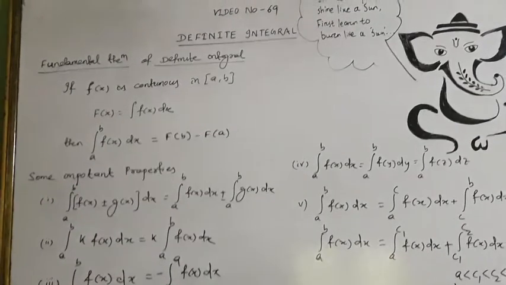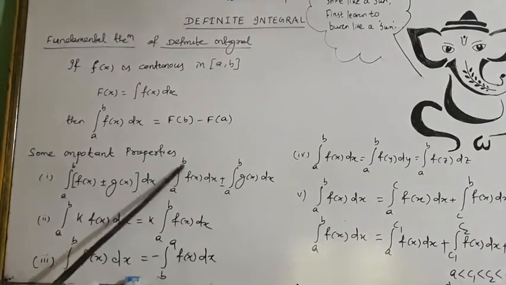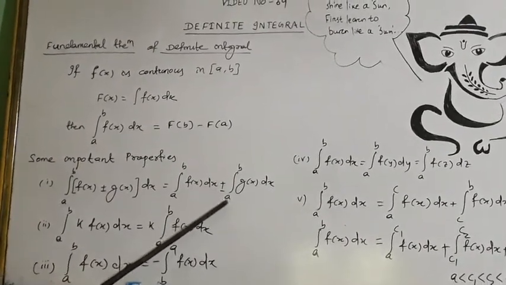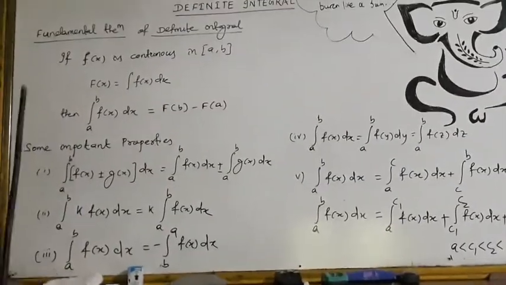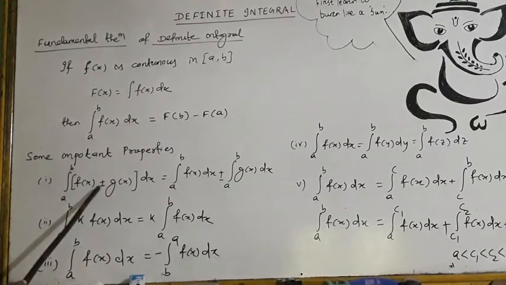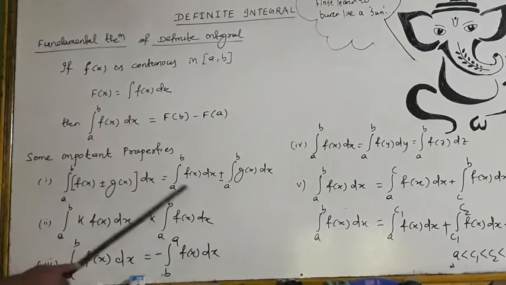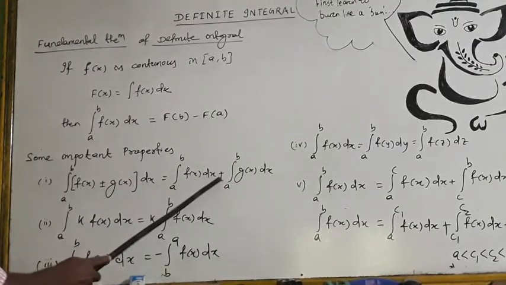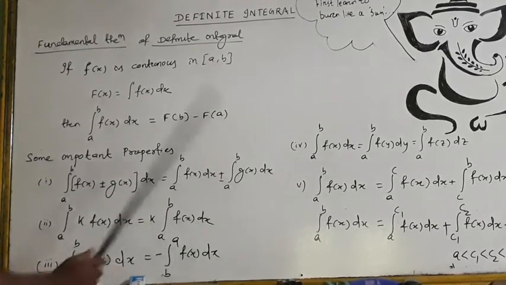Now there are some important properties. The first: the integral from a to b of f(x) plus or minus g(x) dx is equal to the integral from a to b of f(x) dx plus or minus the integral from a to b of g(x) dx. If we take 2 or 3 or 4 functions in addition or subtraction form, then when it is addition you take the addition, when it is subtraction you take the subtraction. Now it is very easy, no problem.